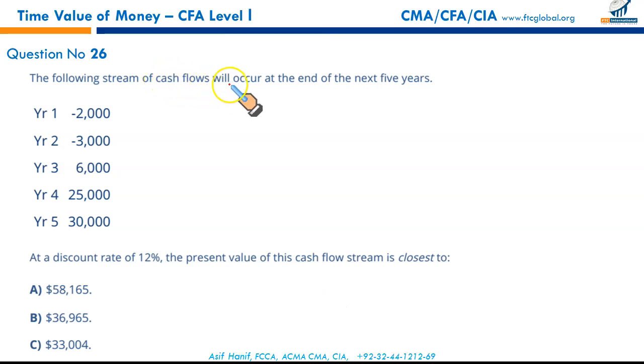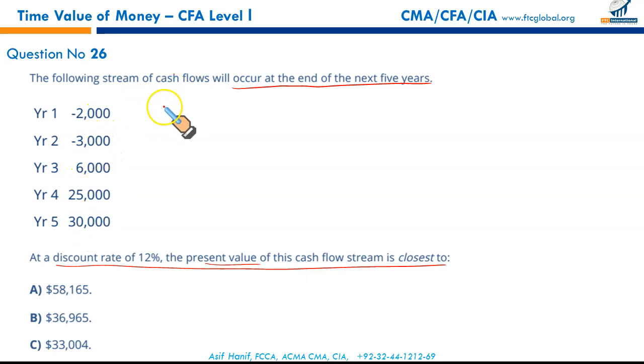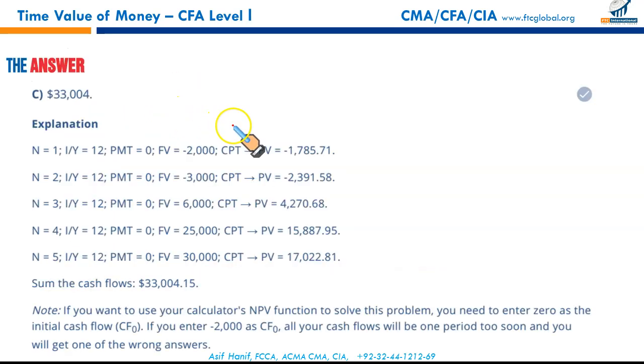the following stream of cash flows will occur at the end of the next 5 years. We have to calculate the present value. The present value of these cash flows. This is the one that you can use your financial calculator for. Negative 2,000, negative 3,000, and then these are the positive inflows. What you will do, I'll lay down the working. I won't recommend TVM here.